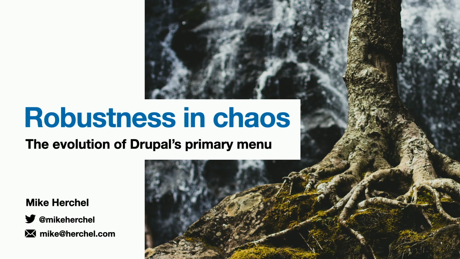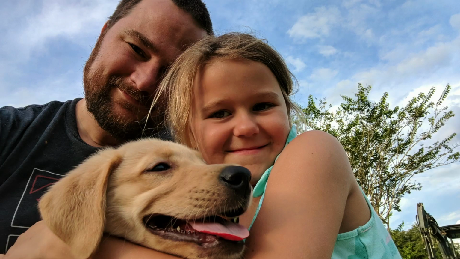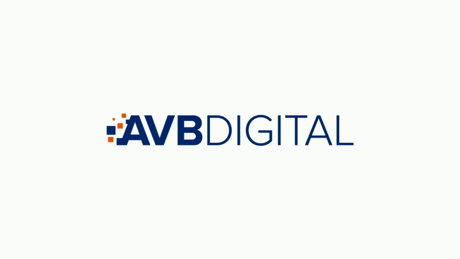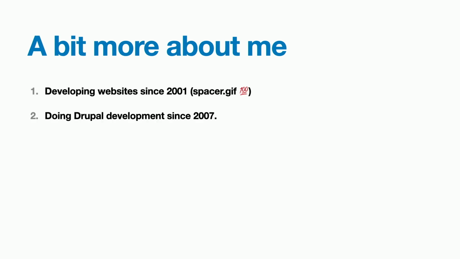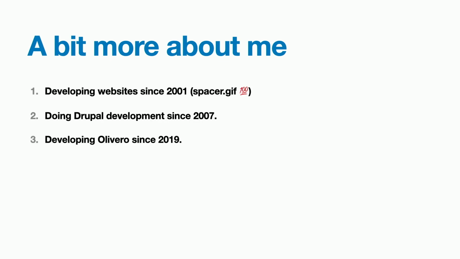So this is Robustness and Chaos: the evolution of Drupal's primary menu. And that's me. That's my daughter, Millie, and my puppy, Dexter. I work at AVB Digital, which is a company that does federal type websites. I'm working on the Small Business Administration's website right now, and I've been doing Drupal and websites for a very long time. I am the primary developer on the Olivero theme, so I'll explain kind of what that is if y'all don't know.